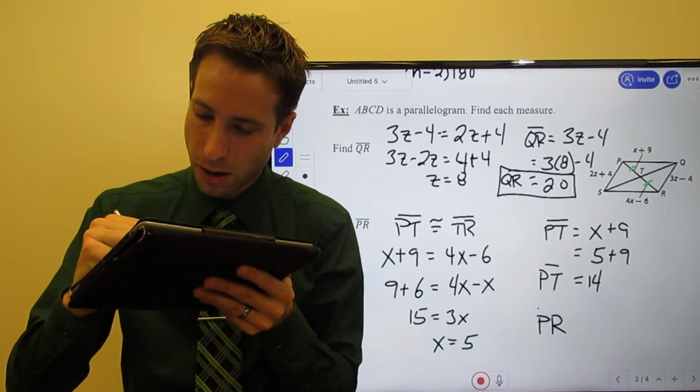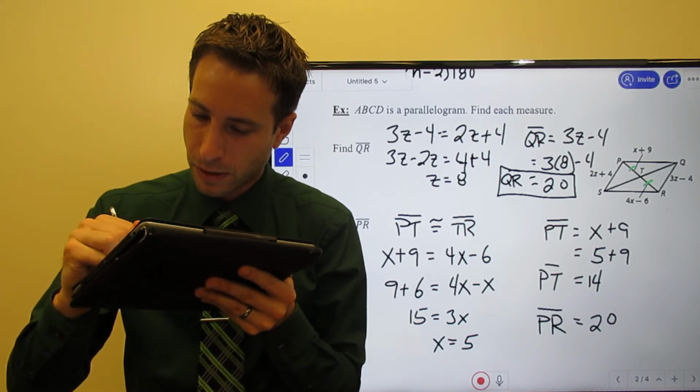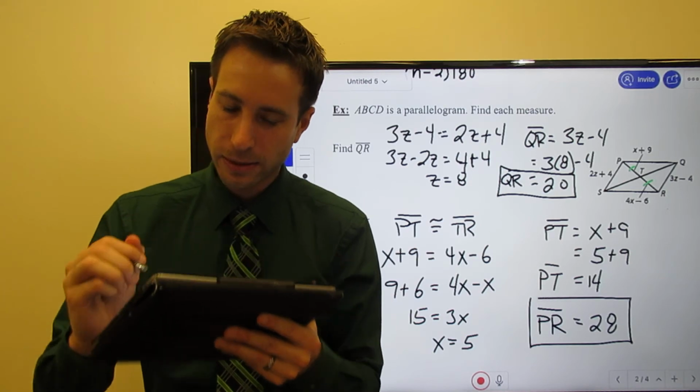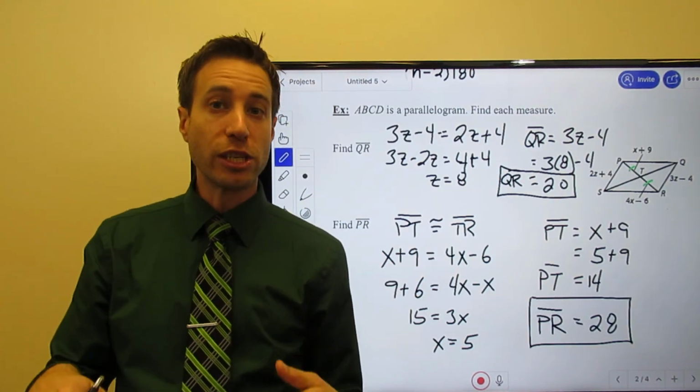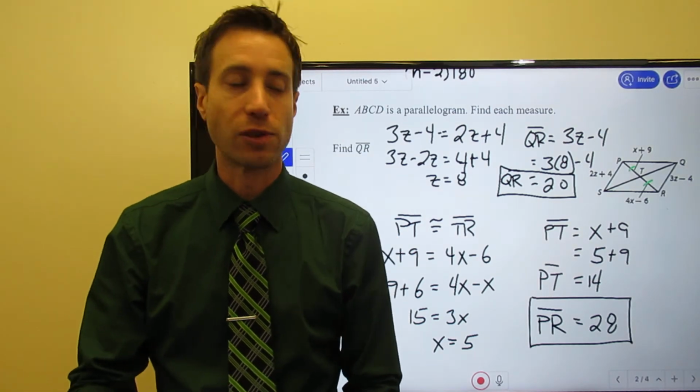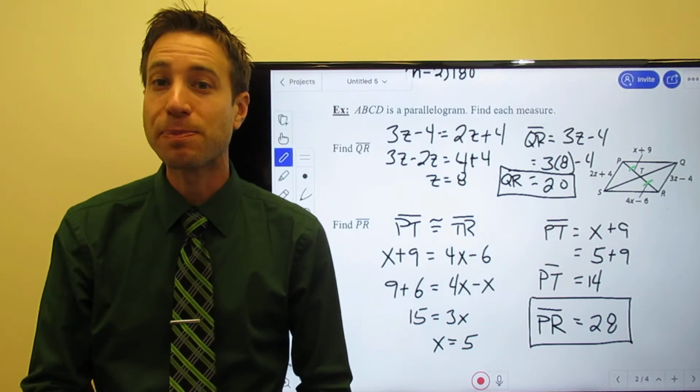So PR must be 28, right? Guys, that's a great way of using the theorems that we just learned about parallelograms to solve some problems. Head on over to the next page of the notes.